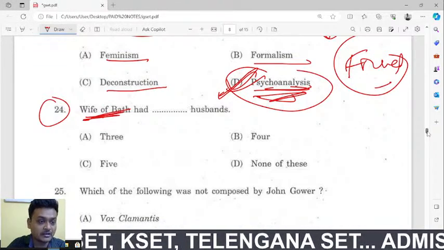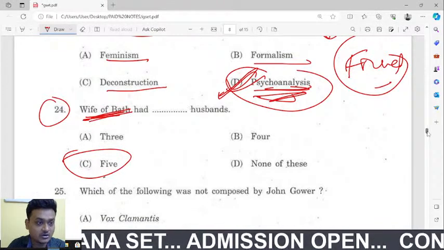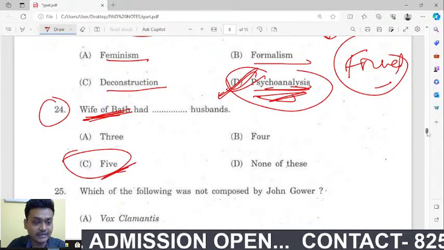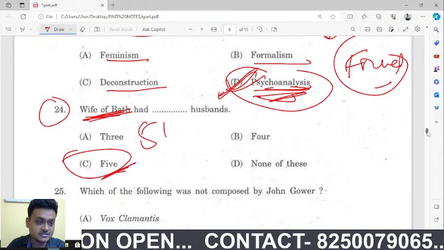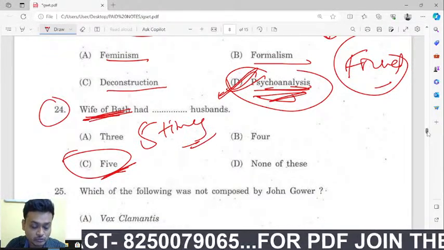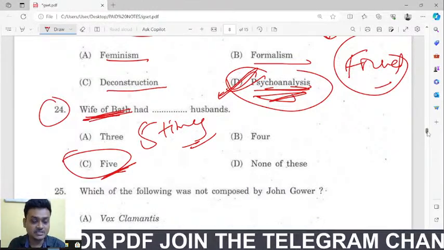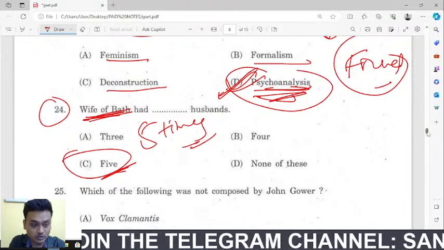So the Wife of Bath had already had five husbands. Remember that. She had married five times and is even ready to marry once again.